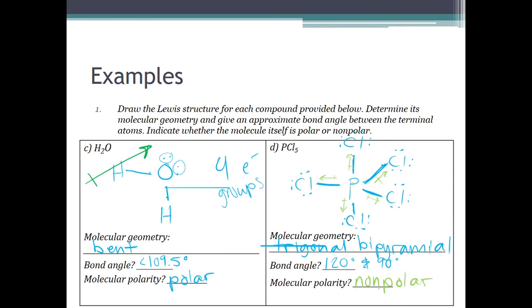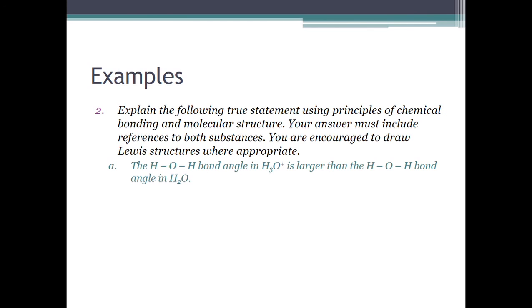Okay, one more example before y'all can practice on your own. All right, here we've got a word problem. It says, explain the following true statement using principles of chemical bonding and molecular structure. Your answer must include references to both substances. You are encouraged to draw Lewis structures where appropriate. So this is the important part that people tend to forget about, both substances. You got to talk about both of them if you want full points.